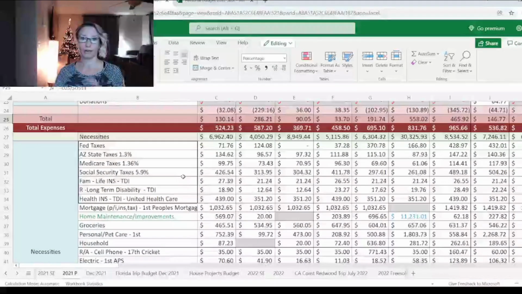Now again, we had that big chunk of the refinance, the cash out, so it makes that percent seem lower than if that would have been the amount without that refinance.